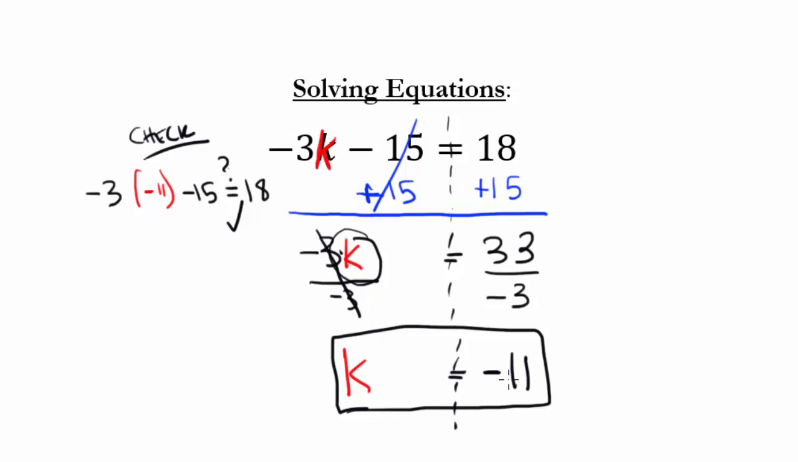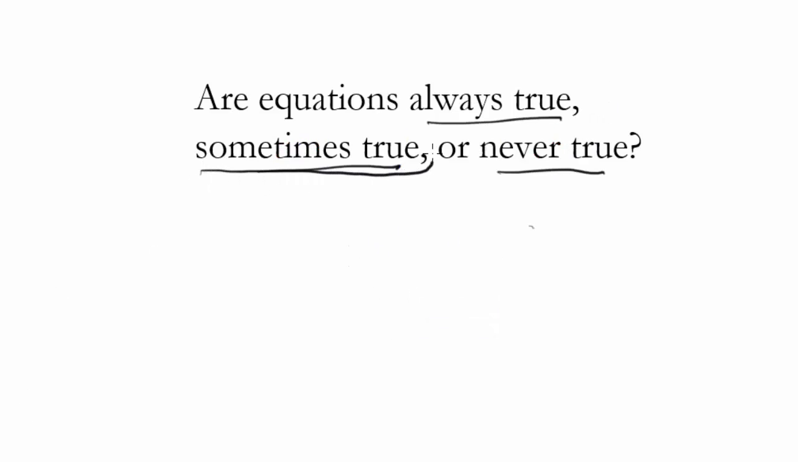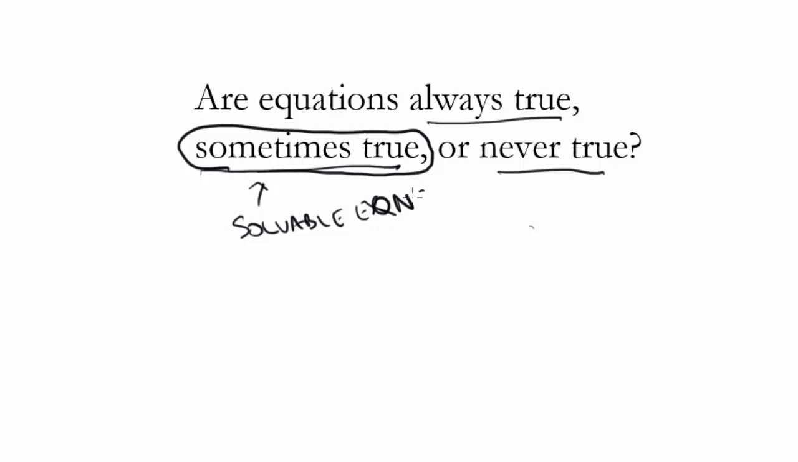This equation is true when k equals negative 11. It is not true when k equals 4 or 7 or any other number. It is only true when k equals negative 11. So that's sometimes. This equation is only true when k equals 4, not true of any other value of k. So we know what it looks like for an equation to be sometimes true. We can call these solvable equations, any equation where you can say x equals 3 or whatever at the end.